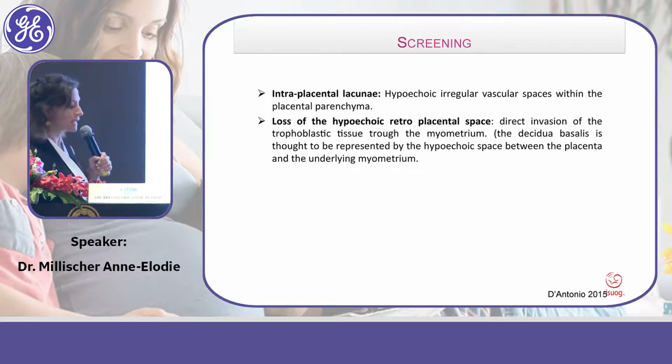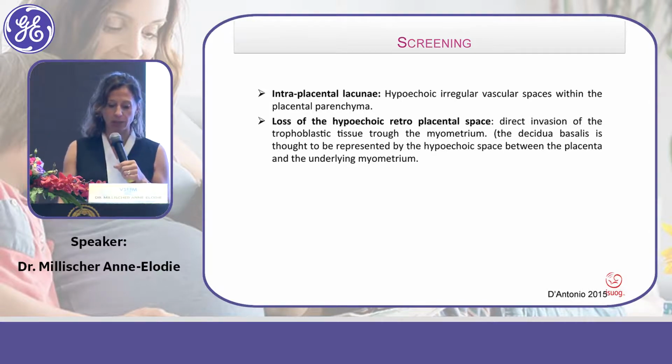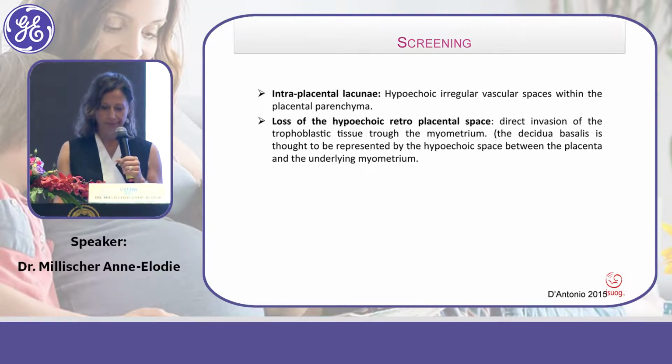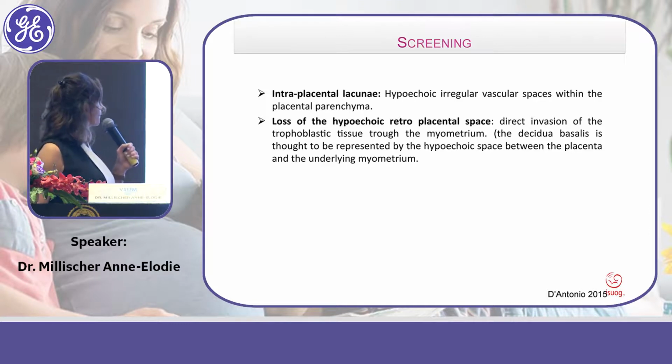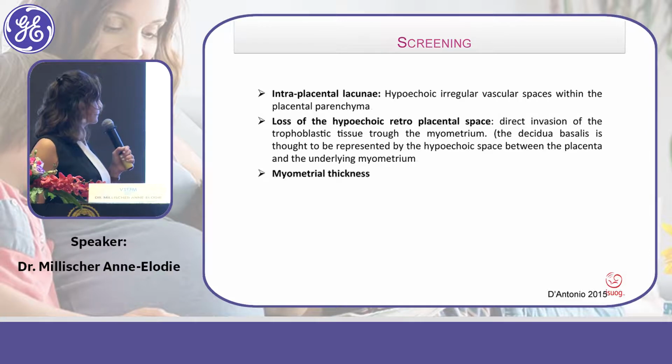The second point is the loss of the hypoechoic retroplacental space. Hồi nãy cô nói là những cái đặc điểm nó rất quan trọng các bạn cần nhớ, đó là cái xoang mạch máu và các mạch máu có hướng đi bất thường phía sau bánh nhau, và đến cái đặc điểm thứ hai là mình sẽ mất đi cái khoảng echo kém sau nhau.